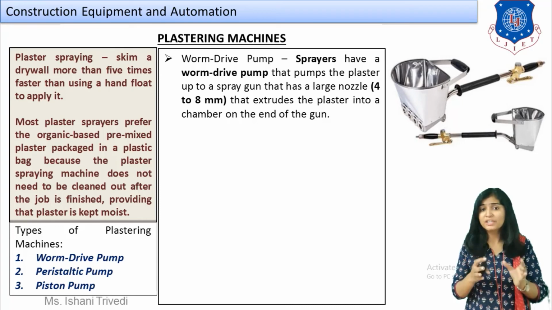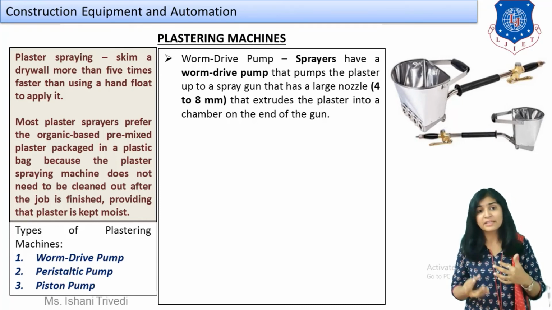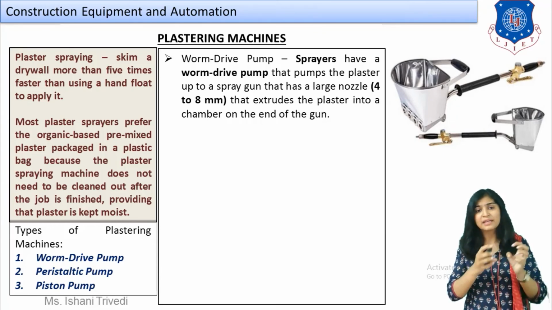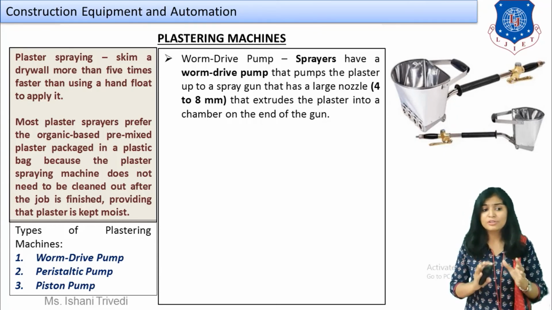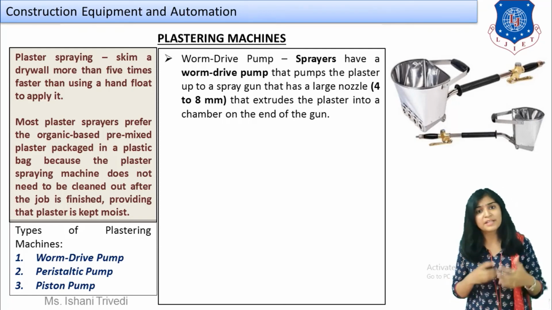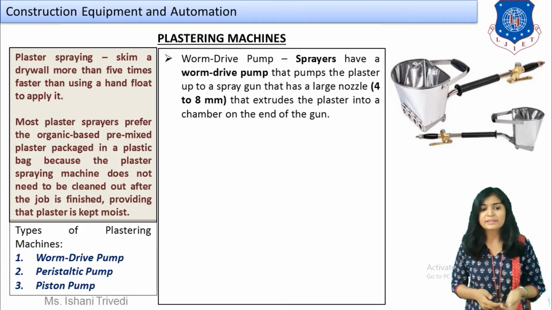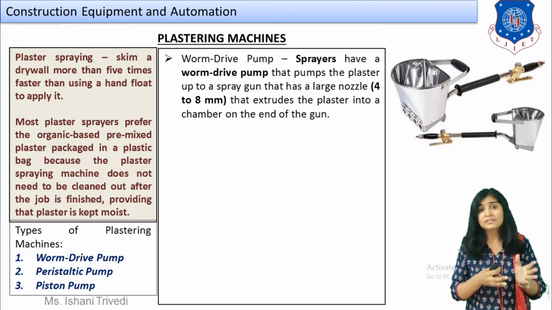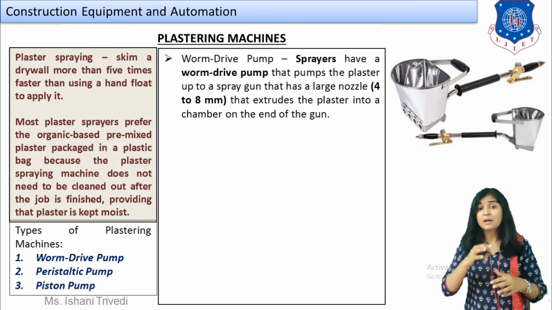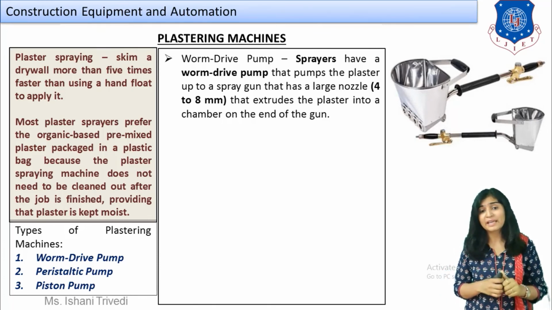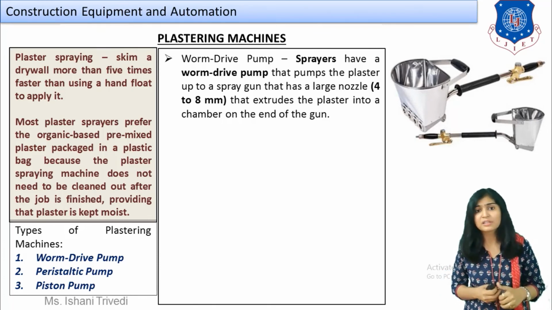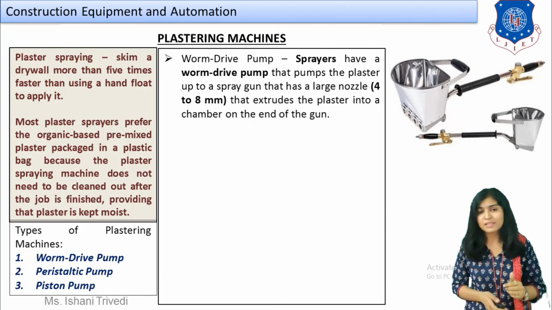So you can use only those types of plaster which come in the form of pre-mix, ready mix, ready-made bags, and you can directly use it. Also, make sure that you are using the plaster in moist condition, otherwise it becomes difficult to clean. Next, we are going to have 3 different types of plastering machines. This is an emerging technology, a part of the automation in the plastering work. So right now we have 3 different types of plastering machines.